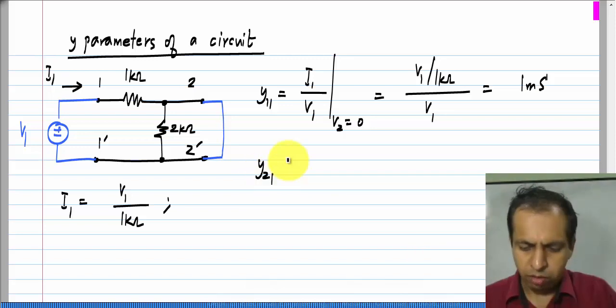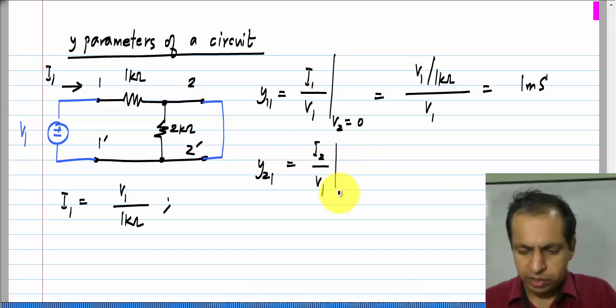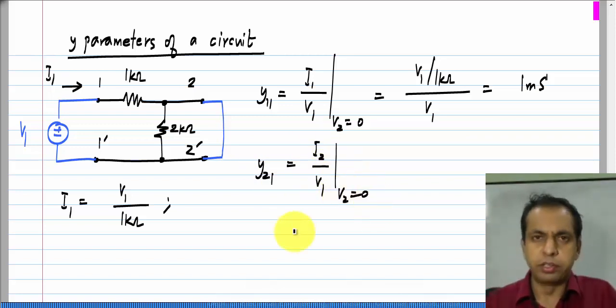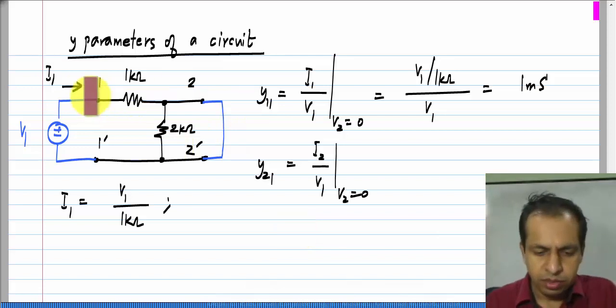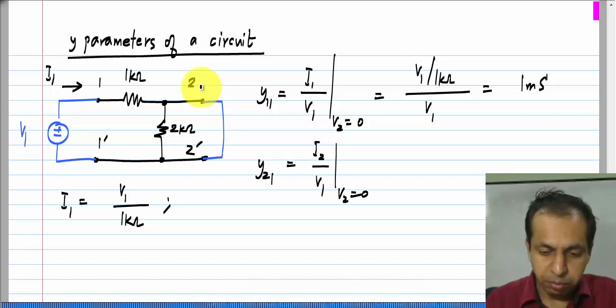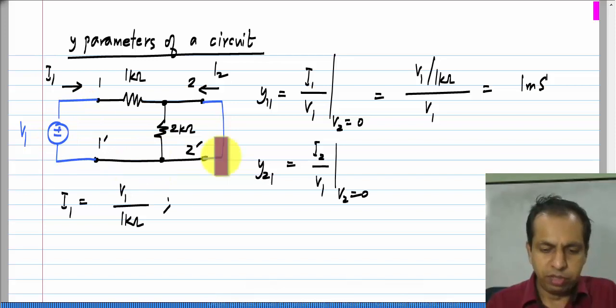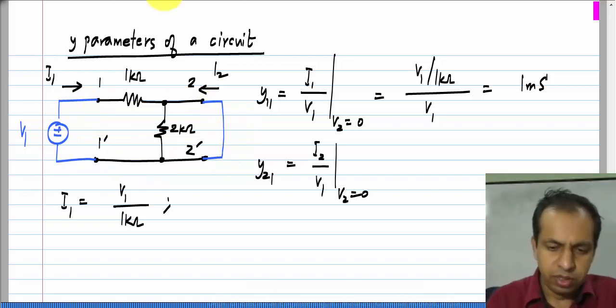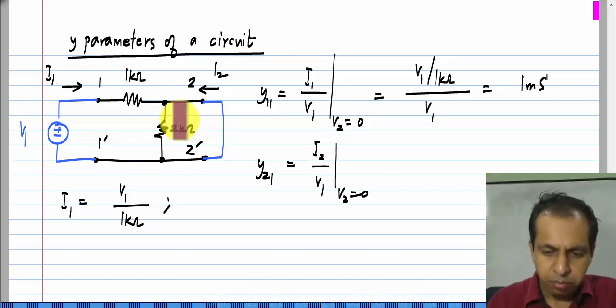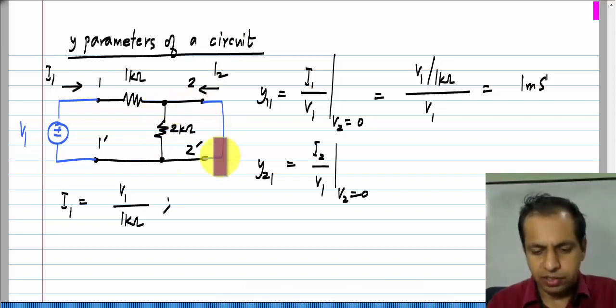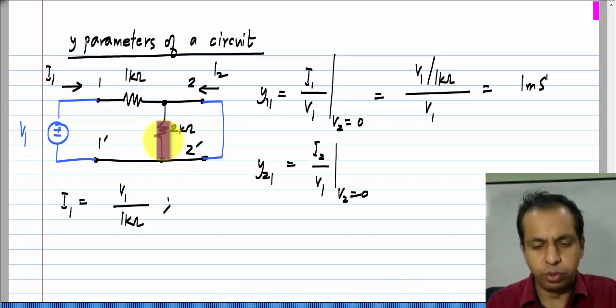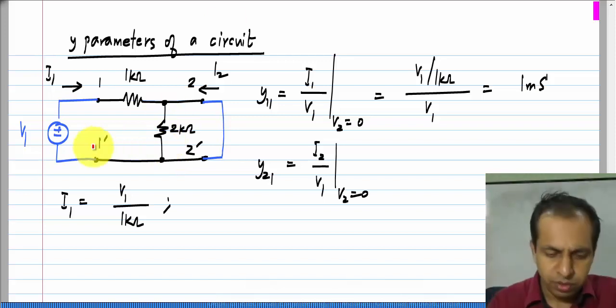Now, y21, the measurement setup is the same. I still set V2 to 0, that is short circuit the second port, but this time I measure I2 instead of I1. Okay. So, what do I get? I2, and also keep in mind the direction of I2 has to be measured that way. Now, again this V1 appears entirely across this 1 kilo ohm, and because this 2 kilo ohm resistor has a short across it, no current can flow through the 2 kilo ohm resistor, the voltage across it is 0.